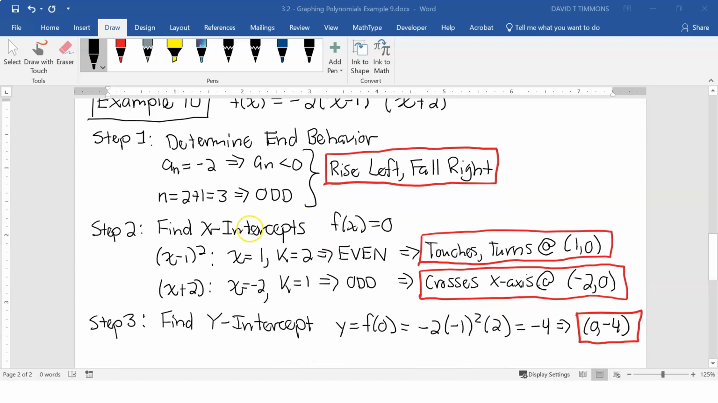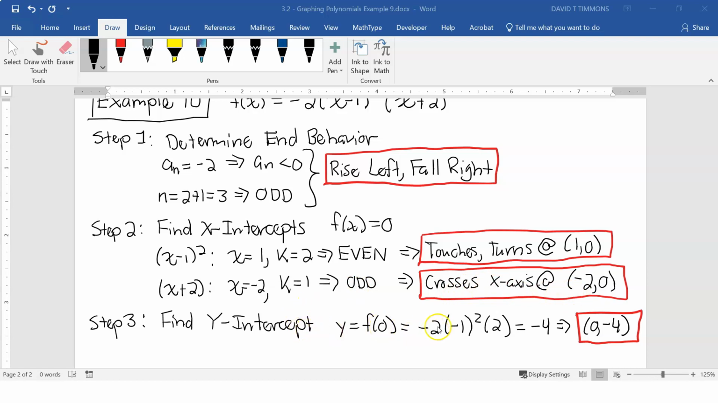Now, because it's in factored form, finding the x-intercepts is actually a bit easier. So our first factor, x minus 1 squared, the root is x equals 1, but the multiplicity is 2, which is even. So the graph touches and turns at 1, 0. In this factor, x plus 2, the root is minus 2, but k is 1, which is an odd multiplicity. It will be crossing the x-axis at minus 2, 0.